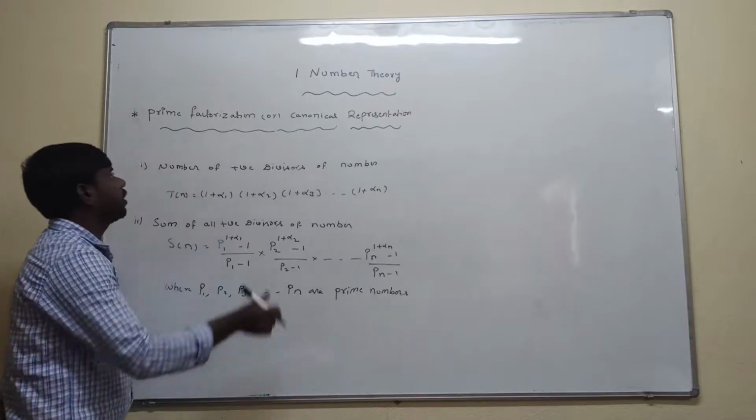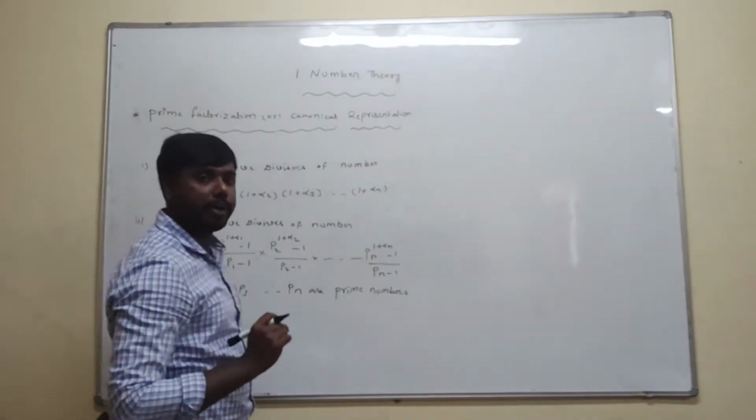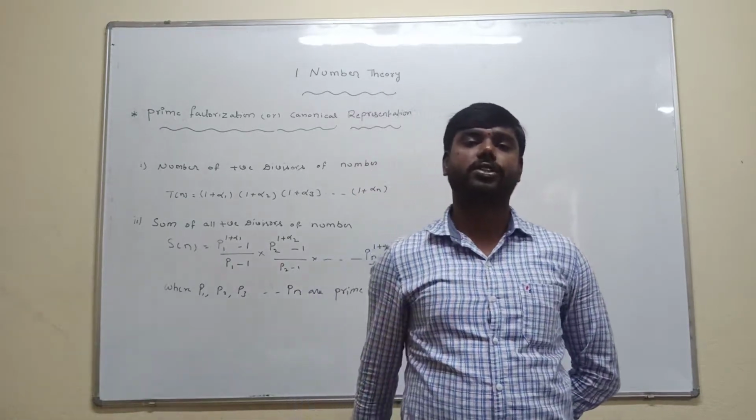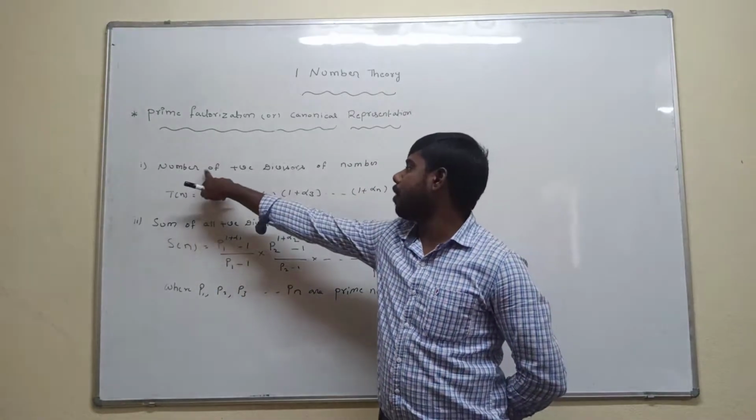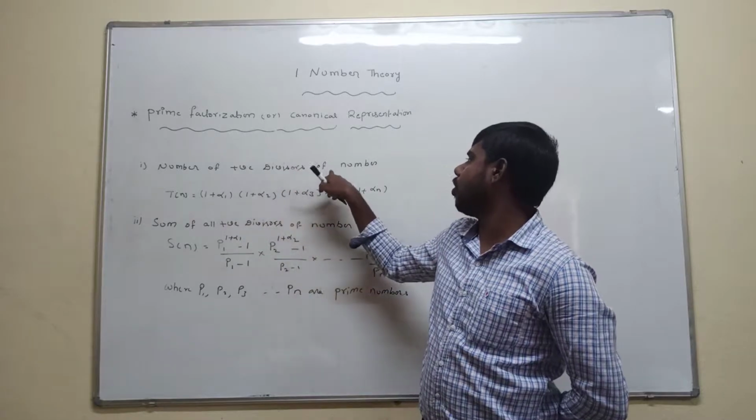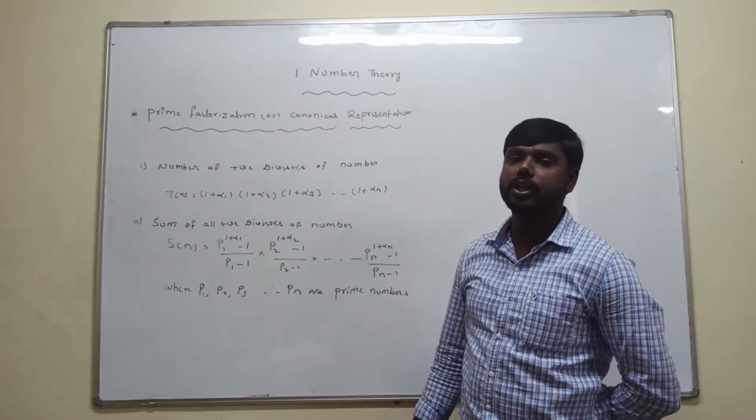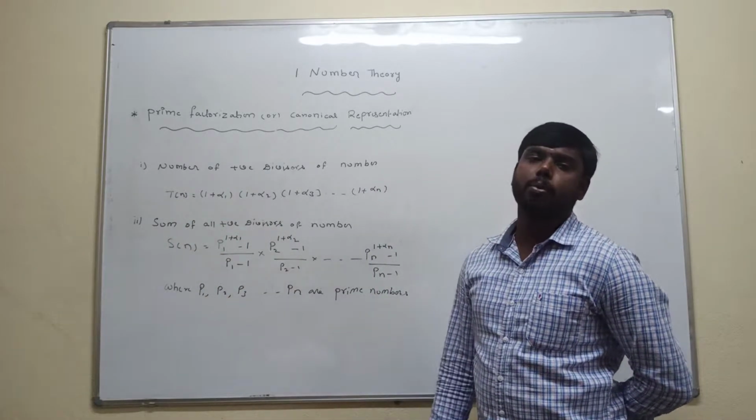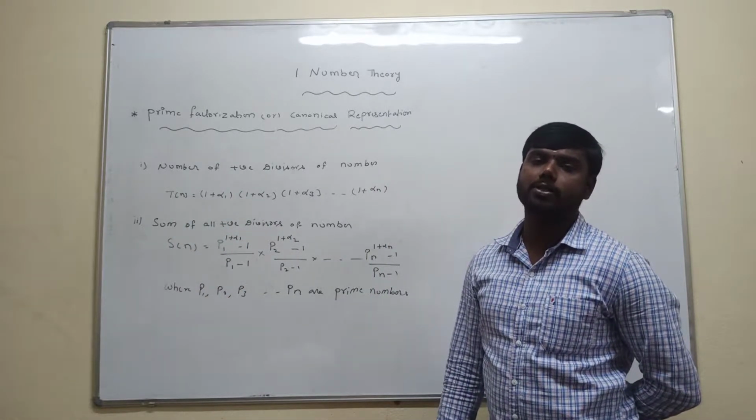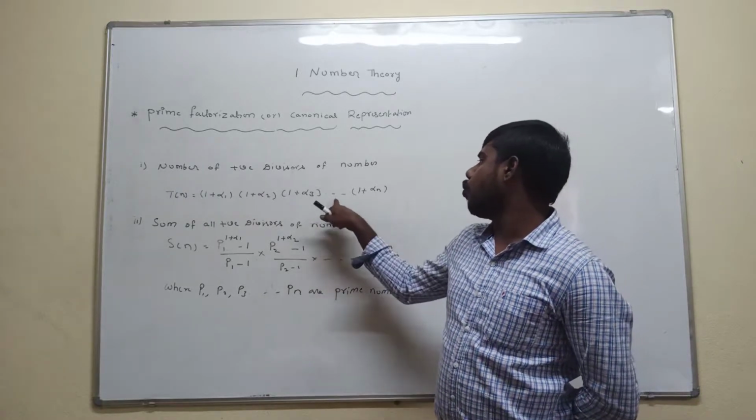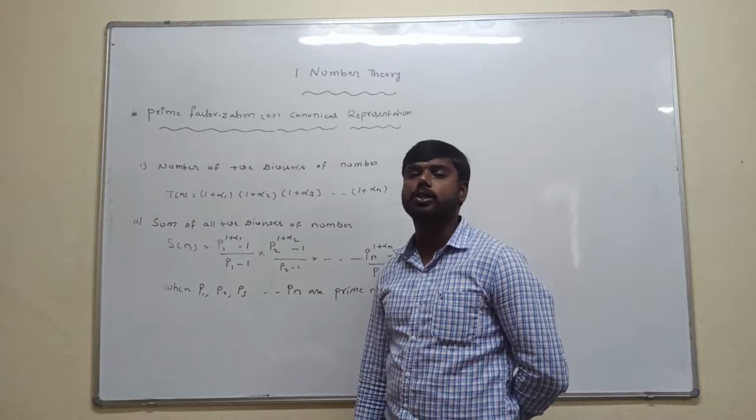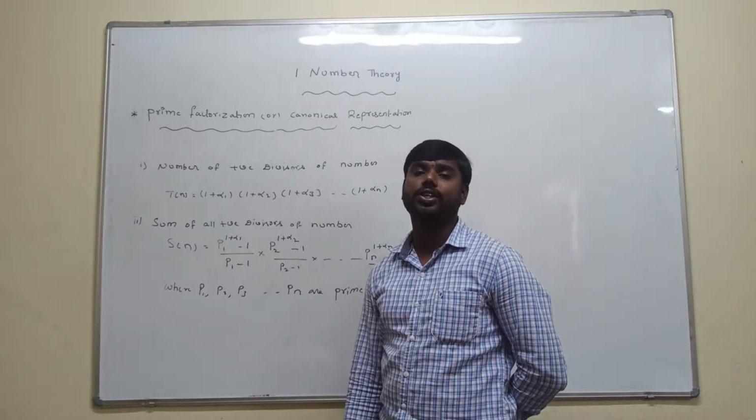So now, for the prime factorization method or canonical representation, there are two methods. The first method is the number of positive divisors of a number, represented as T of n, which is equal to (1 plus alpha 1) into (1 plus alpha 2), and so on, up to (1 plus alpha n), where alpha 1, alpha 2, up to alpha n are constants.